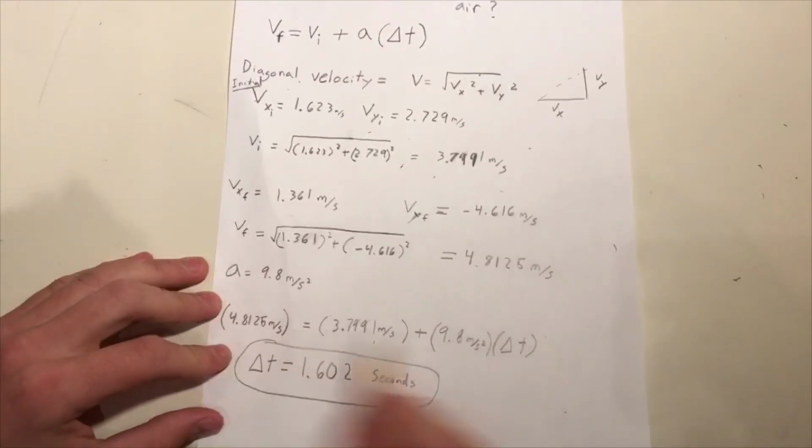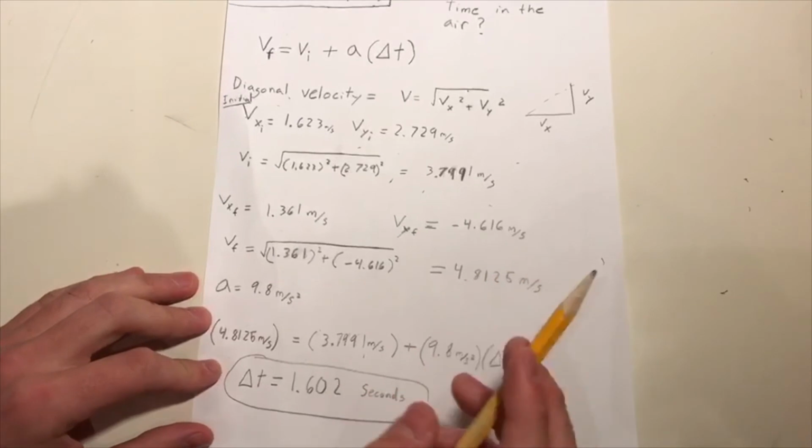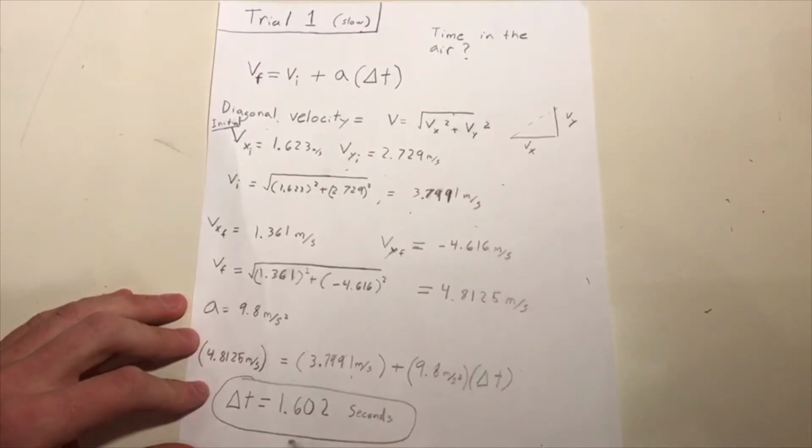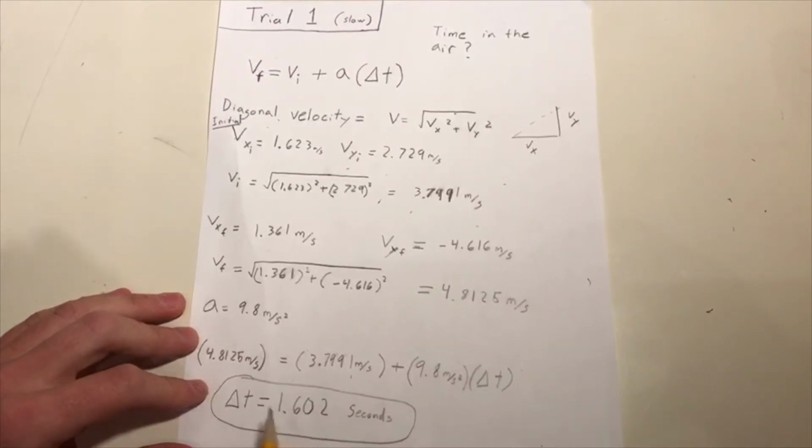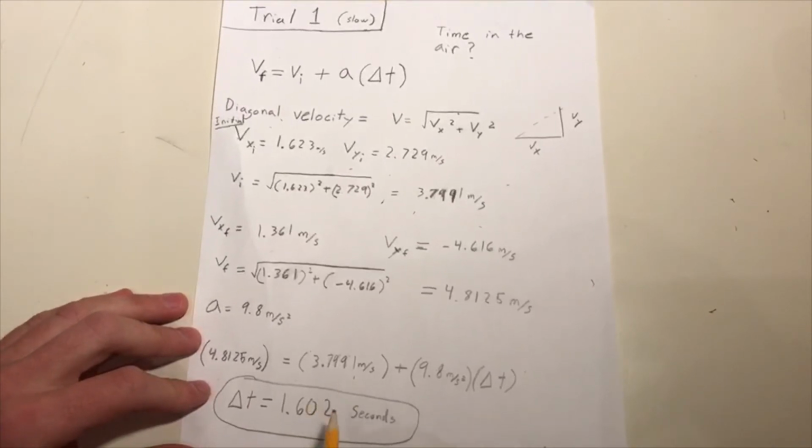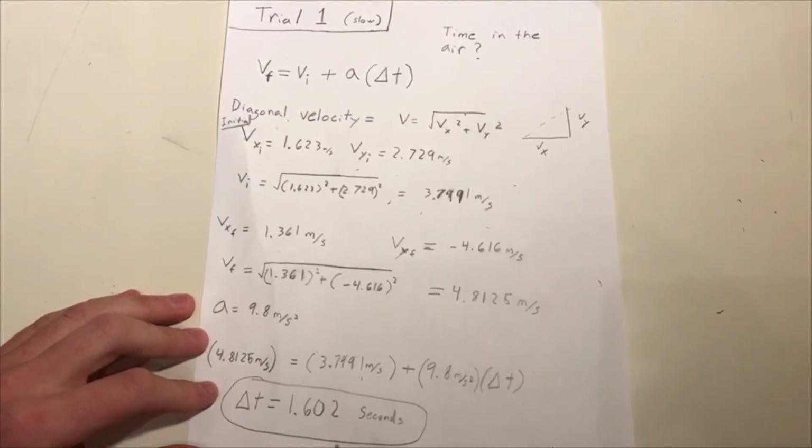So then we plug these into our kinematic equation, and we get for trial 1 that the time that the ball is in the air is 1.602 seconds. We use the kinematic equation v final equals v initial plus acceleration times time, and we solve for t, which showed us that as initial diagonal velocity increases, so does the amount of time the object spends in the air.